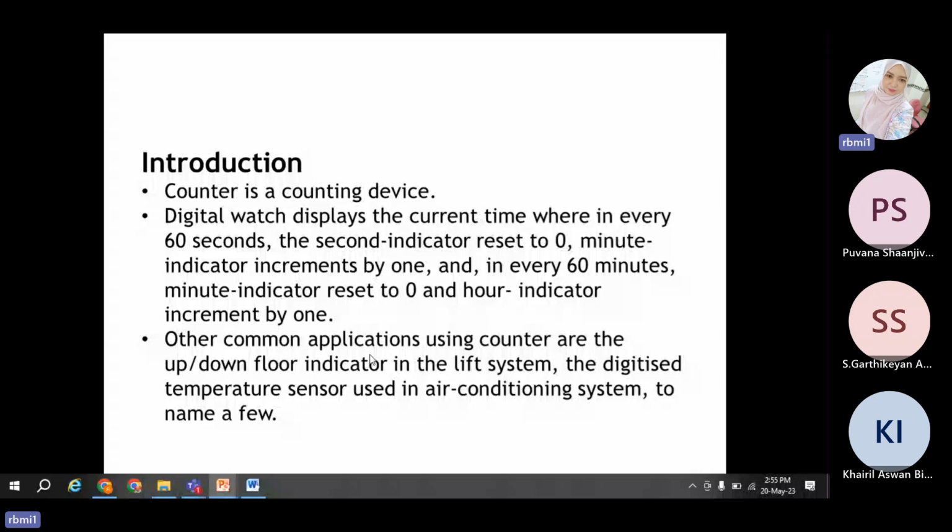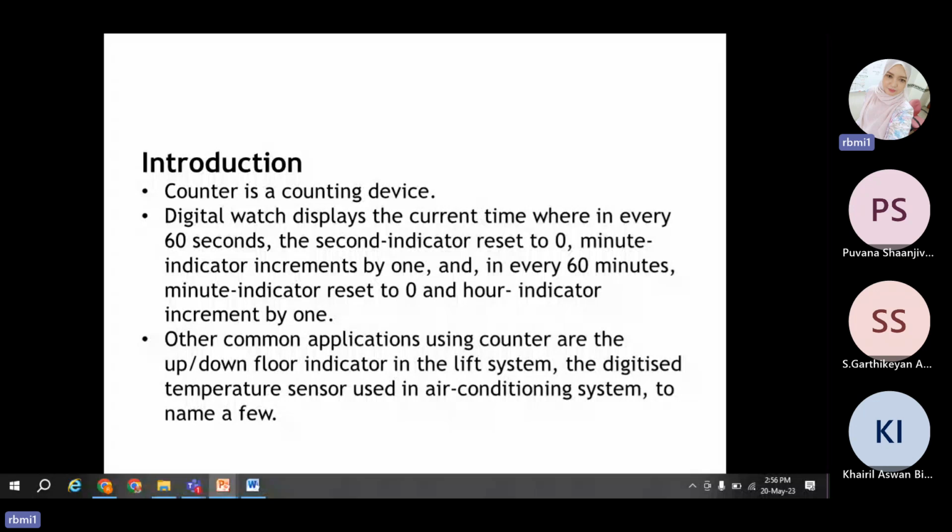Okay, other common applications using counters are the up and down flow indicator, the digitized temperature sensor, and also in the air conditioner system. Also we can use them in security systems, automatic control systems, and mostly in robotics and other applications where accurate timing is important.